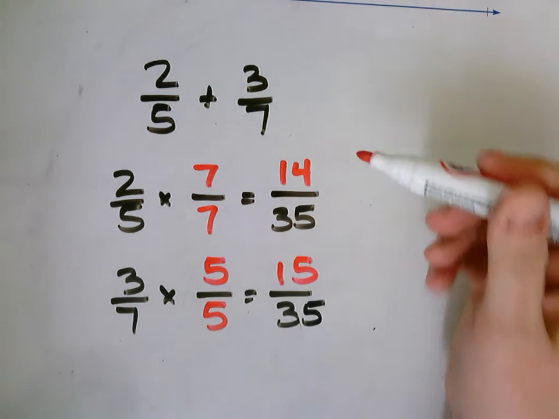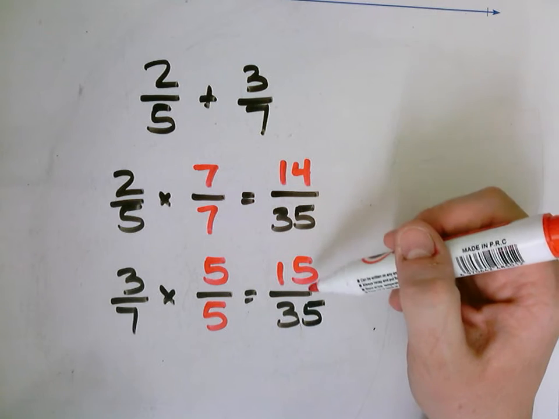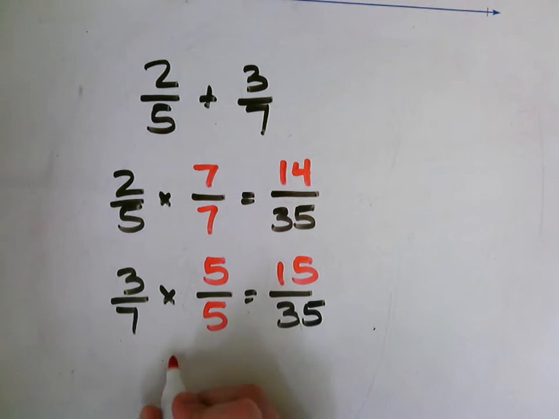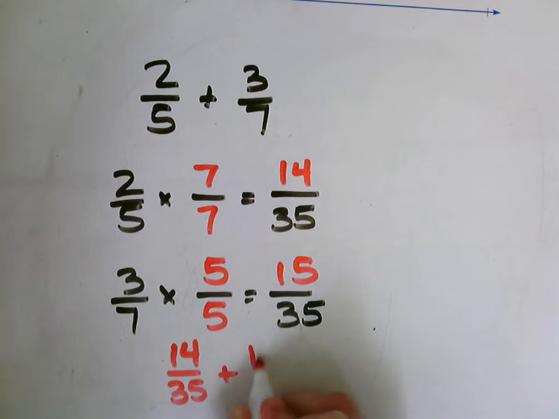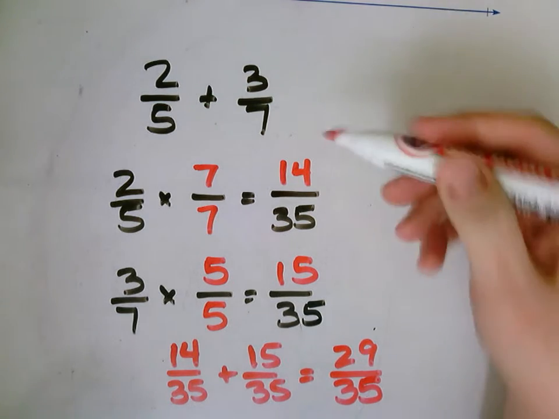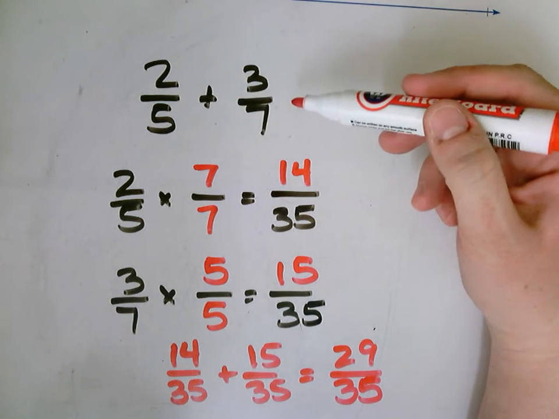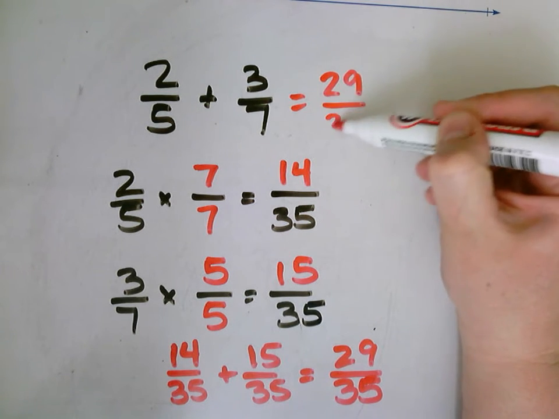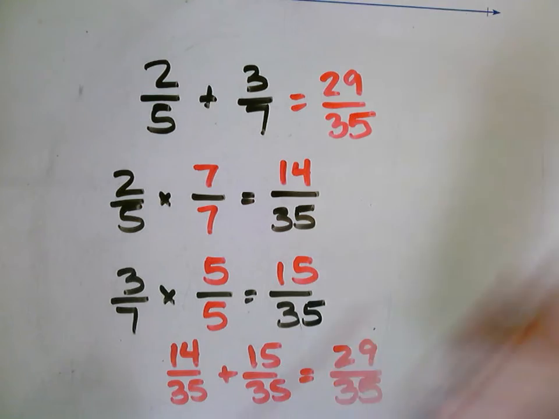So now I have my new fractions with a common denominator. I'm going to rewrite my problem. I'm going to do 14 35ths plus 15 35ths. And that is going to equal 29 35ths. So 2/5 plus 3/7 equals 29 35ths.